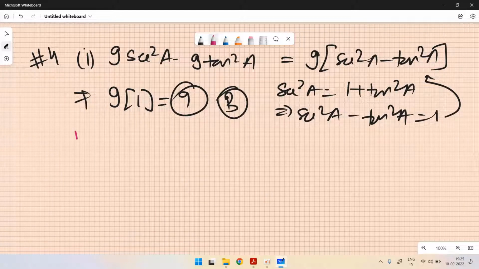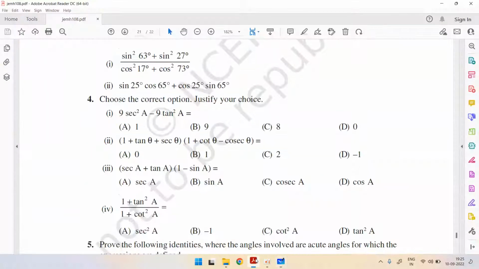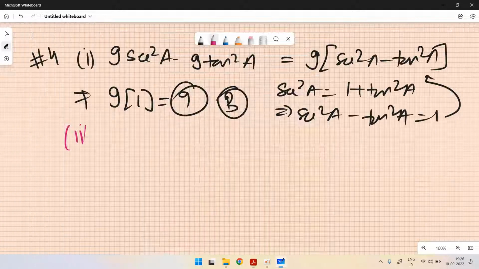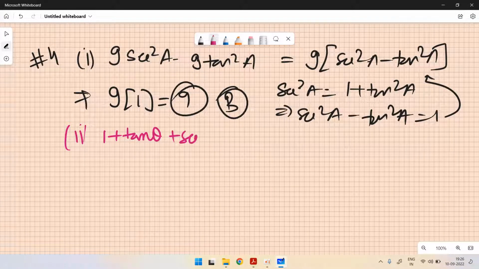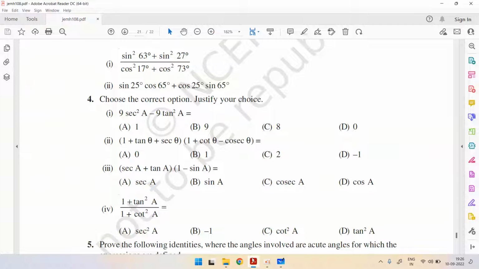Now next, I'm writing the second. Second is this expression: 1 plus tan theta plus secant theta, into 1 plus cos theta minus cosecant theta.